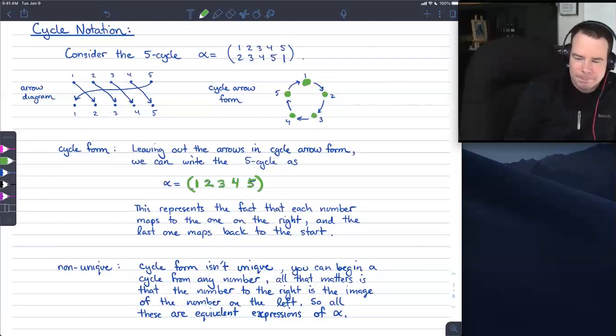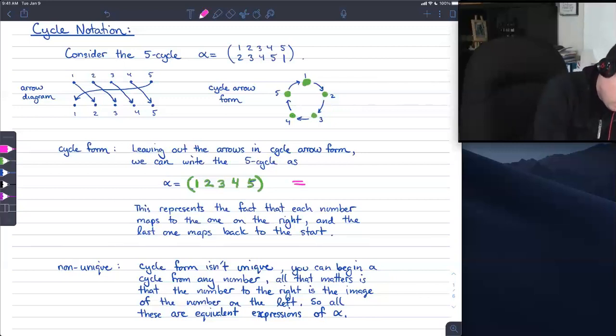The only problem with this notation, and it's not really a problem, it's just something to observe at the start, is that it's not unique. I could have started at, say, the number 3 and said, okay, if I start at the number 3, 3 goes to 4. 4 goes to 5. I'm just looking at the cycle arrow form and writing down the numbers as they come up.